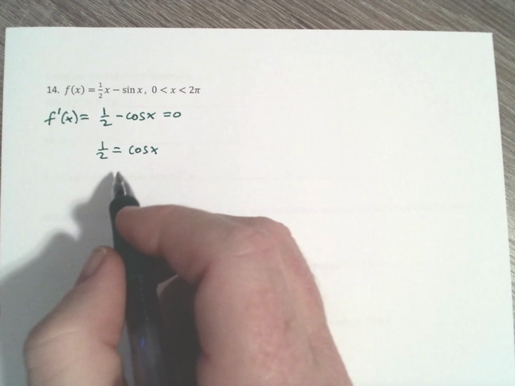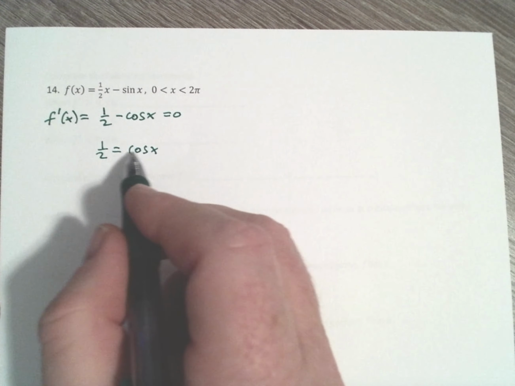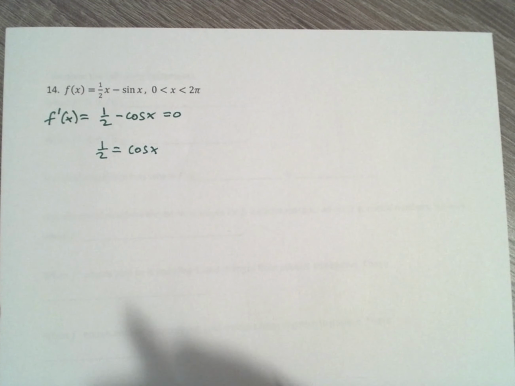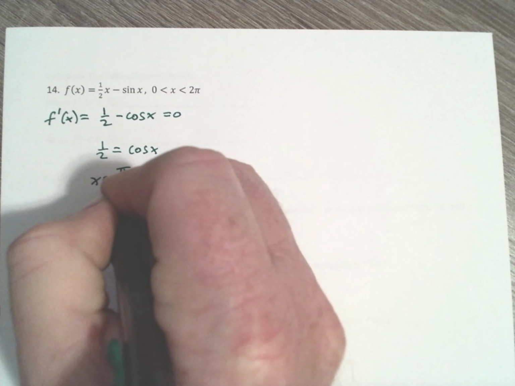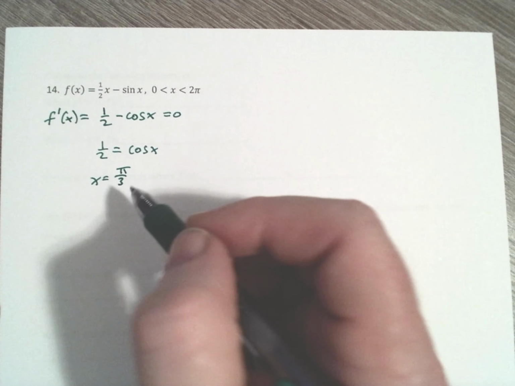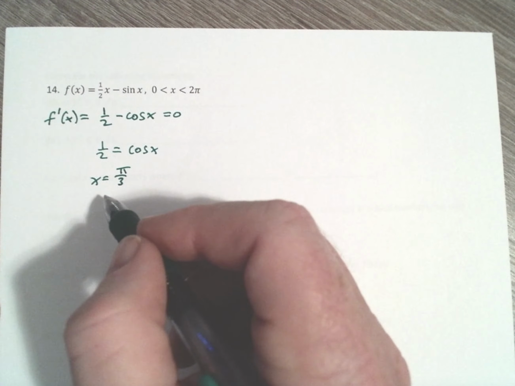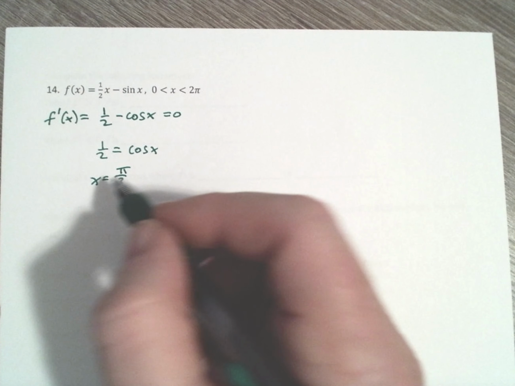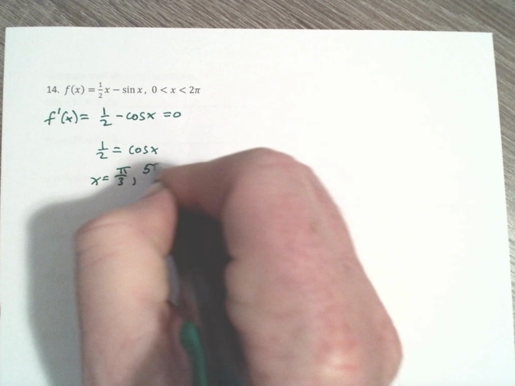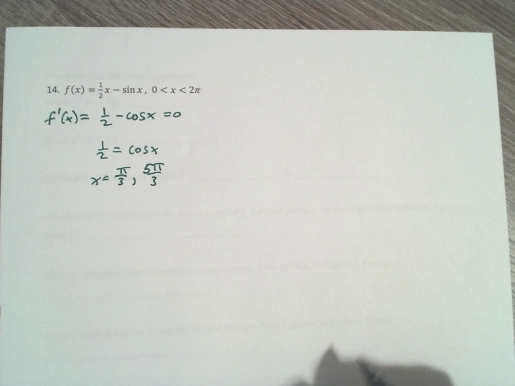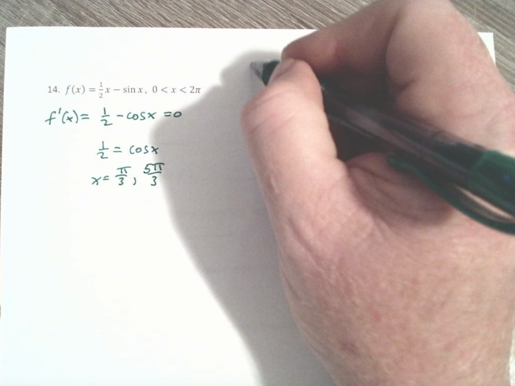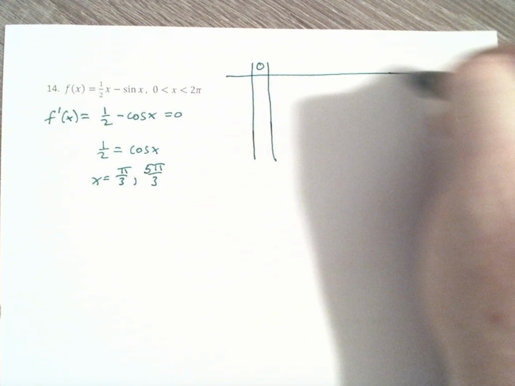And now we have to refer back to our unit circle. Where is the cosine equal to 1/2? Cosine is equal to 1/2 at pi over 3. Not in quadrant 2 because cosine is not positive in quadrant 2. Not in quadrant 3 because cosine is not positive in quadrant 3. But back again in quadrant 4, cosine is going to be positive 1/2 at 5 pi over 3. So we have 2 critical numbers, pi over 3 and 5 pi over 3, but we're only going from 0 to 2 pi. So I'm going to write those numbers in here.